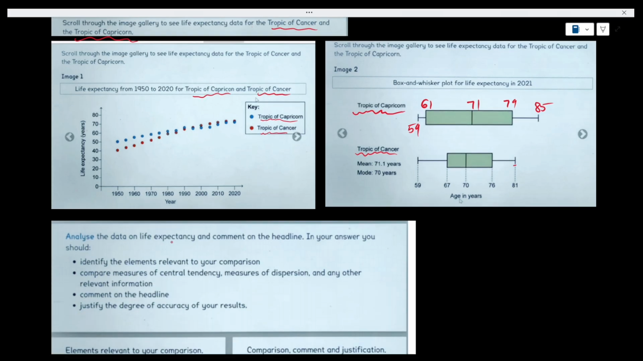Analyze the data on life expectancy and comment on the headline in your answer. You should identify the elements relevant to your comparison. You need to compare both, right? Compare measures of central tendency, which means you need to compare the mean, median, mode. Then measures of dispersion, which means the range and any other relevant information. Comment on headlines. Justify the degree of accuracy of your results.